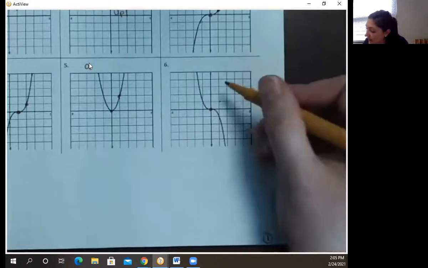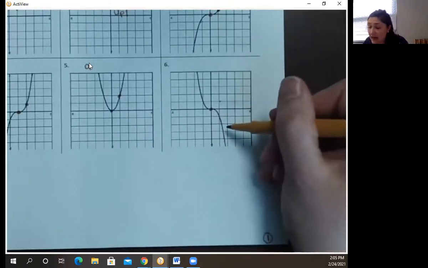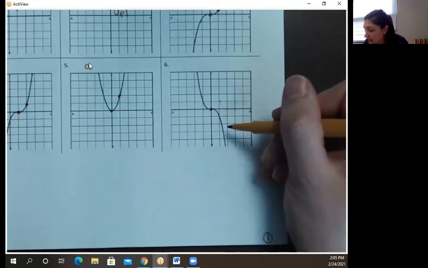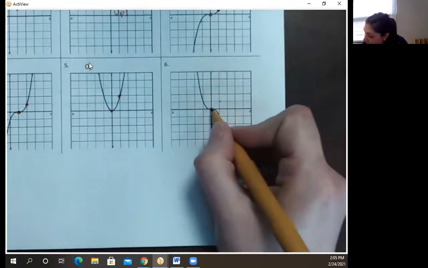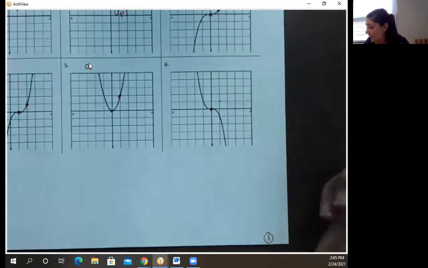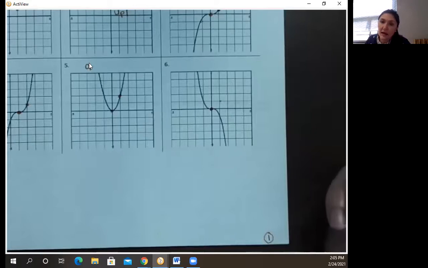Then for my last graph here, number 6, I know this is going to be an x cubed graph just based on the shape. It's not a parabola, it's a cubic graph. And then I know that that center point hasn't moved at all. It's still at the origin, so I'm not shifting up or down or left or right at all.